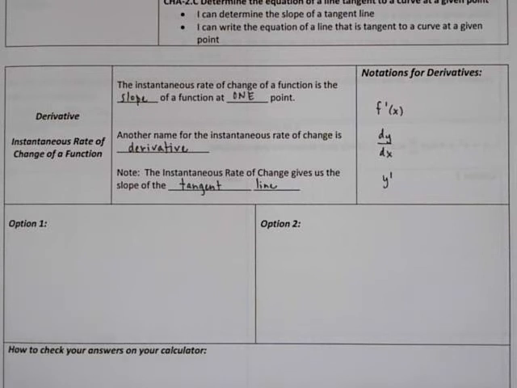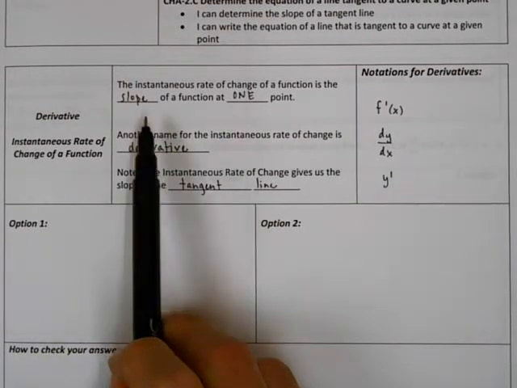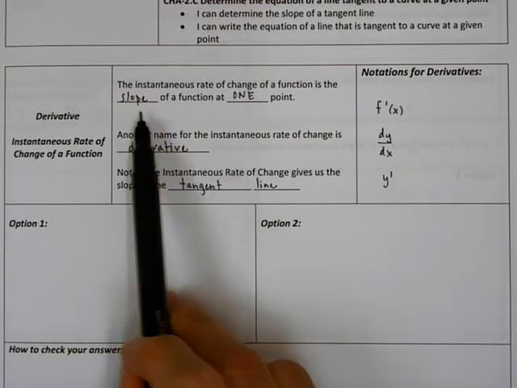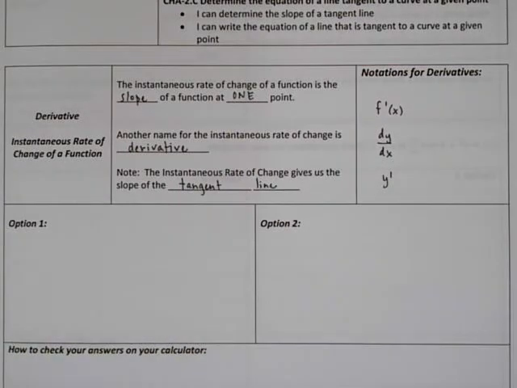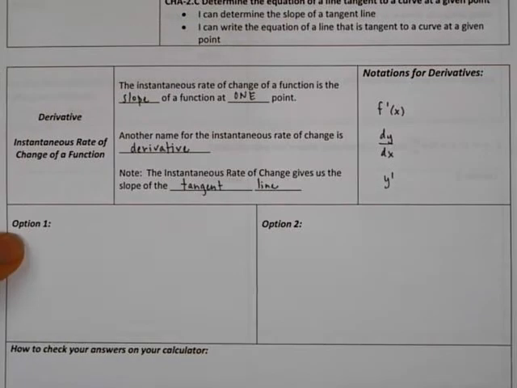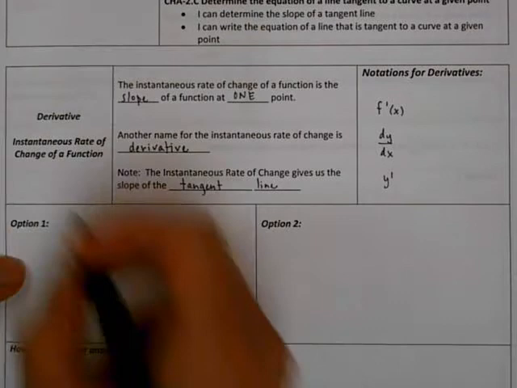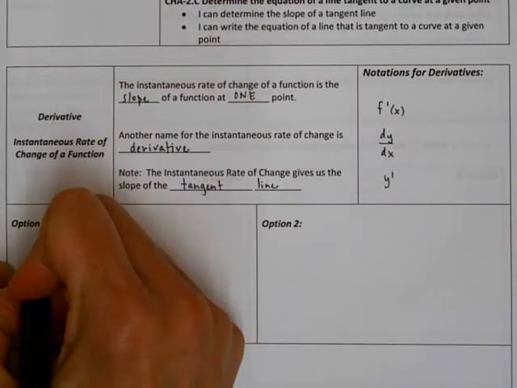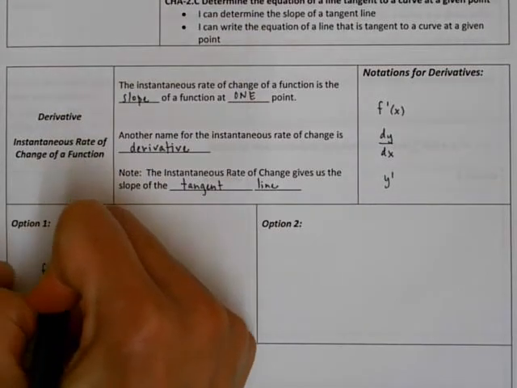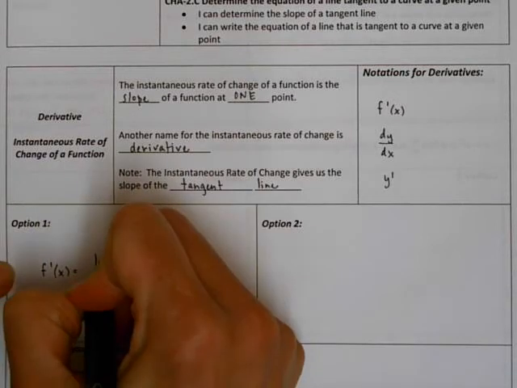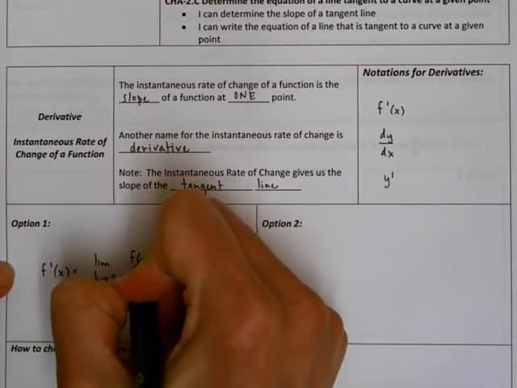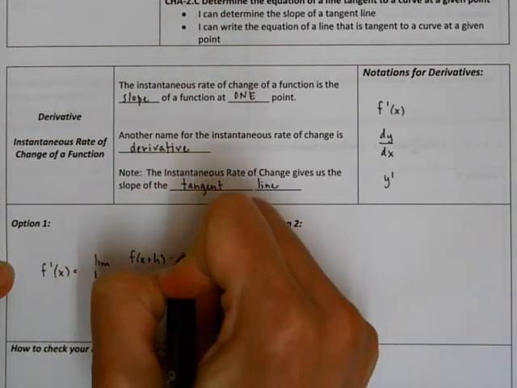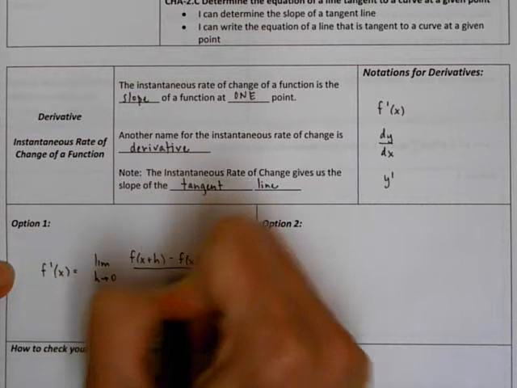Now, we're going to be focusing on how we find that instantaneous rate of change or the slope of the function at one point. So for right now, we're really looking at how can I use limits in algebra to find the slope at a particular point. And we're going to have two ways of doing that. Option one is going to be to use this formula. So we could say that our derivative, f prime of x, is equal to the limit as h approaches 0 of f of x plus h minus f of x all over h.